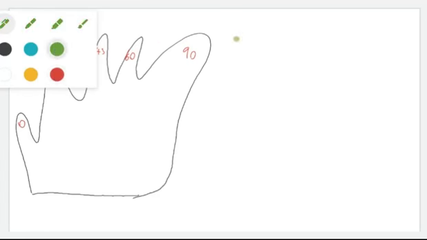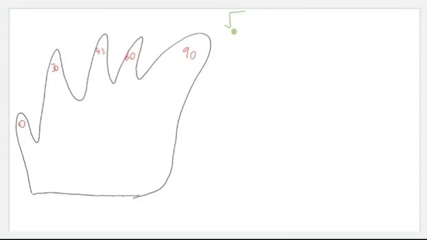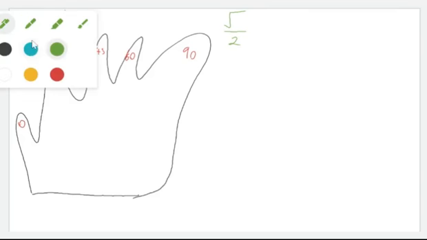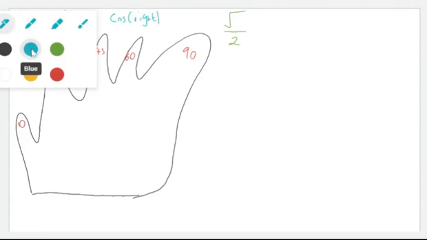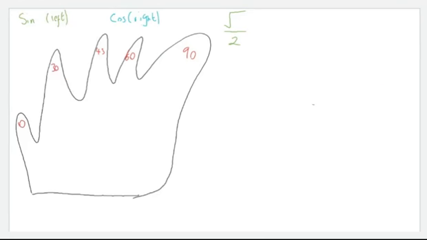And it's always going to be the square root of something over 2. So for sine, again, if anyone has any Latin knowledge, sinister means left. So you look at the number of fingers to the left. And for cos, it's going to be the ones on the right. So what do I mean by that?